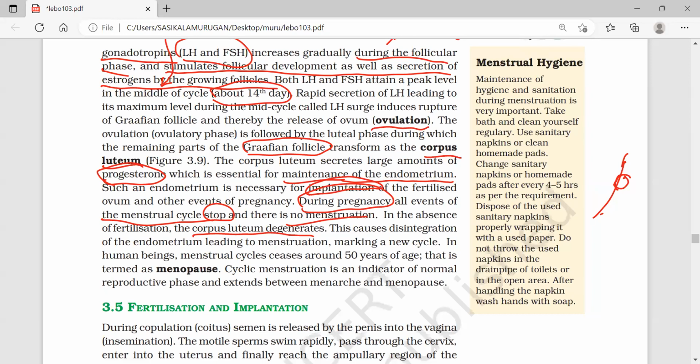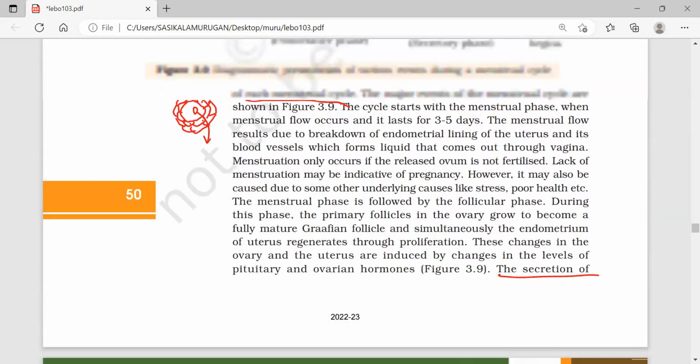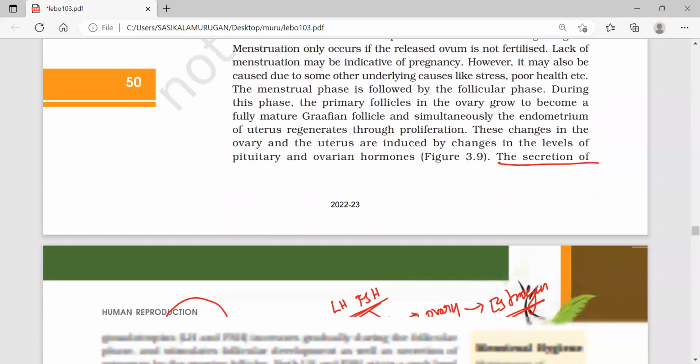When a woman reaches about 50 years of age, the menstruation is going to end. The process is called menopause. The age is very important. Note down this one. These are all the important key facts you need to know about the menstrual cycle. Is it clear?